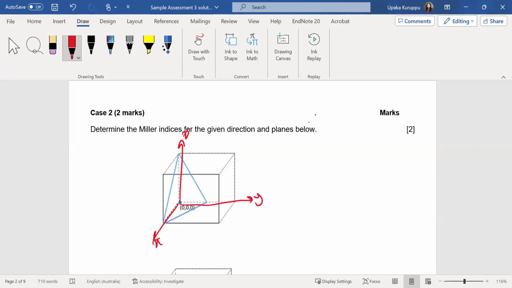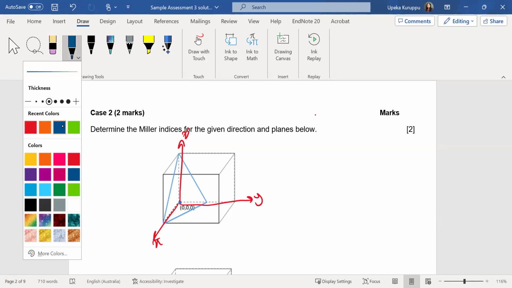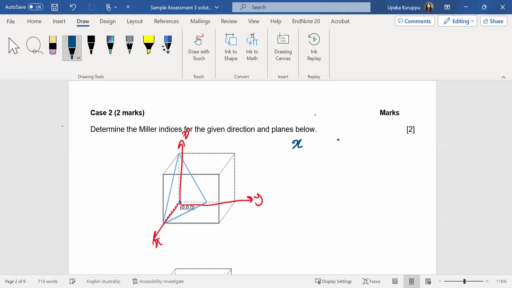Okay, next step is what? What do you do next? You find the intercepts, isn't it? So you find the intercept, where this is your plane. So where is it intercepting the x-axis? Is it intercepting or not? Sometimes it goes parallel. In that case, it will be infinite. But in this case, the plane is intercepting x at 1. Am I right? How about y? Y is intercepting at this point, isn't it? So that will be half. Z is at 1.